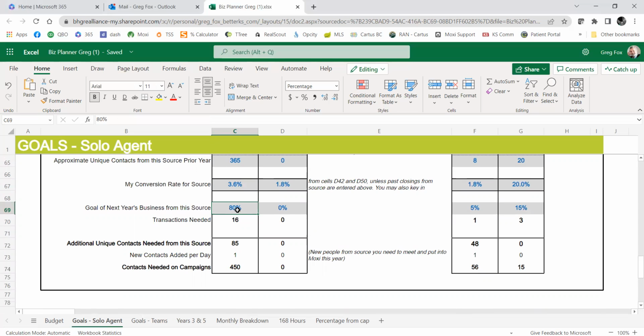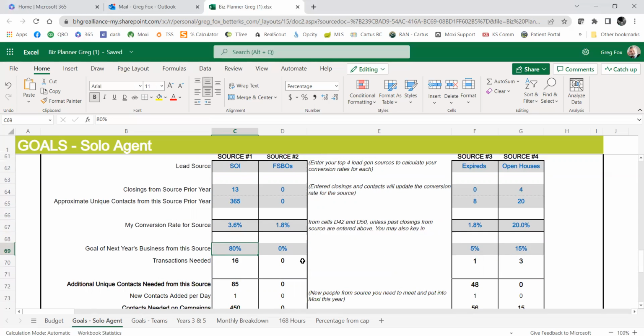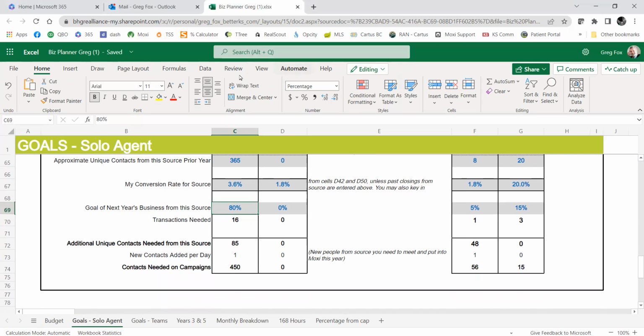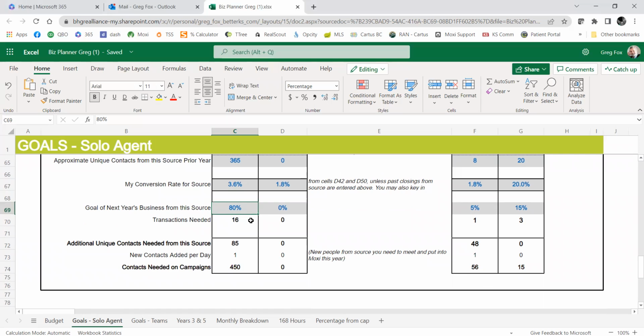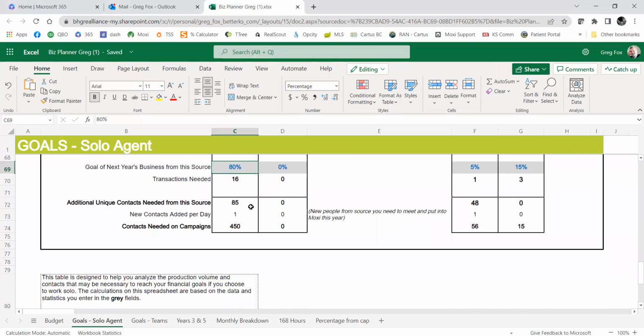Now, this is a number you fill in. So I've got 80% SOI, 5% expireds, 15% open house. Then all of this does these calculations and says, if I'm going to get 16 transactions, I'm going to need to add 85 people to my sphere of influence.